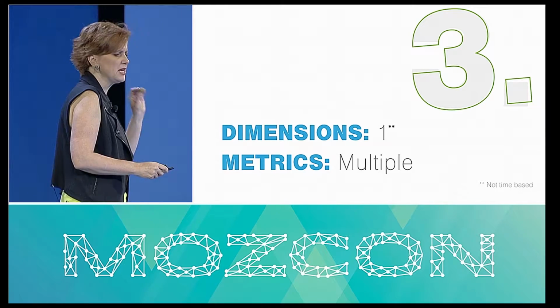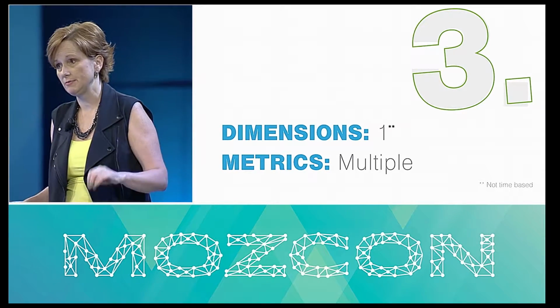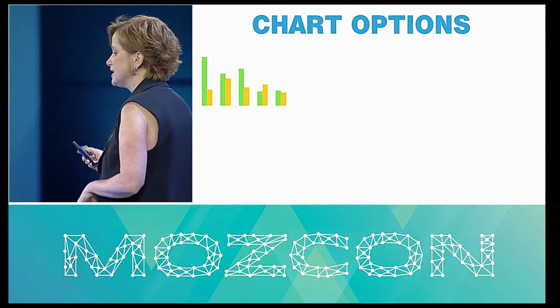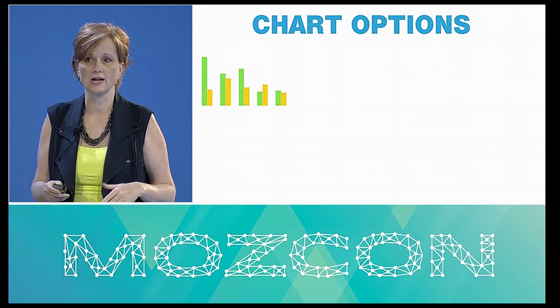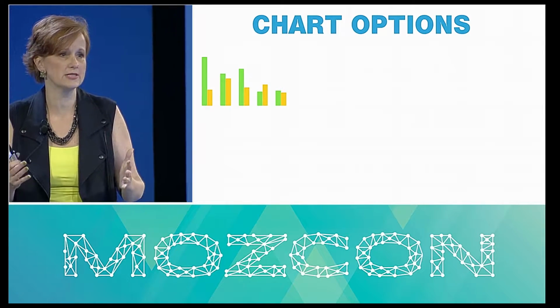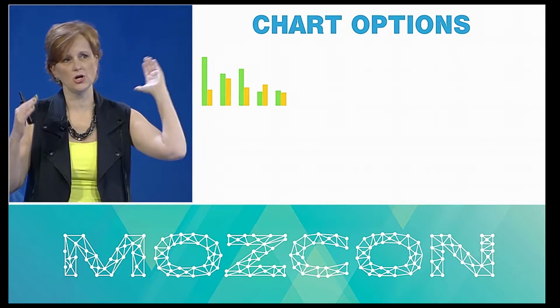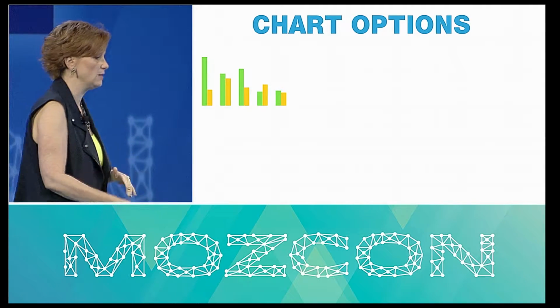Okay, next up, let's say we have one dimension, multiple metrics that aren't time-based. So in this case, the first option you have here is the clustered column chart. I use this a lot. This is really good to show comparisons. So let's say you want to show sessions versus revenue vis-a-vis. This is a really good option.